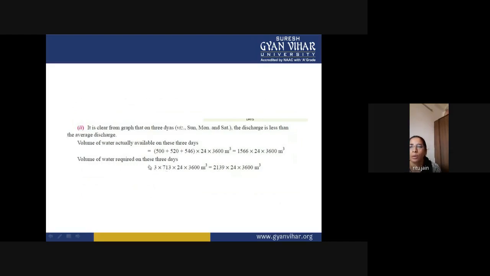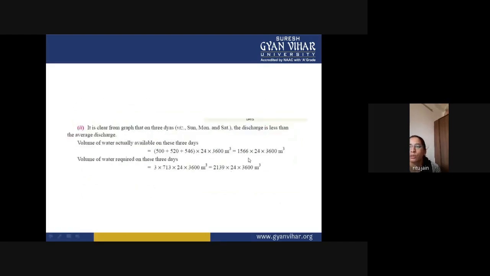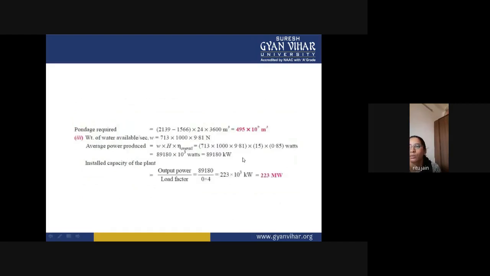So the water required for 3 days is 713 into 24 into 3600 meter cube, which is equal to 2139 into 24 into 3600 meter cube. So the pondage requirement is the requirement minus the actual availability. So the pondage required is this much water more.